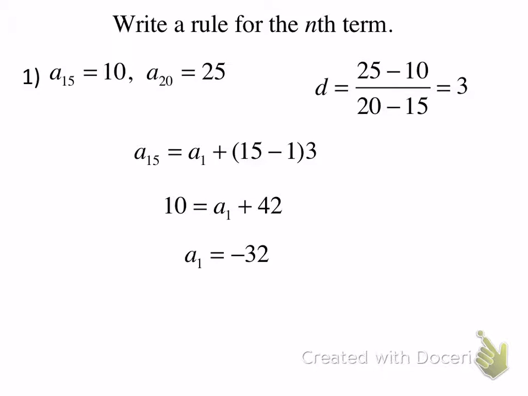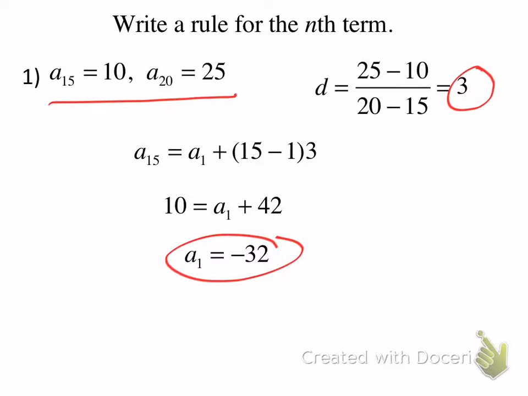What is it? I've got my first term. I have my common difference. Edward, what would my rule be for these two? Okay, Lauren? I want the rule for the nth term. We don't have to do any plugging. Yes.